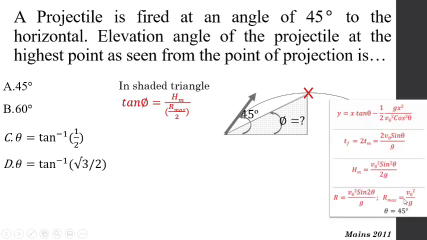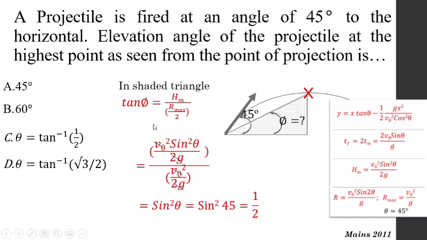Here you can see that R max is V square by G and H max is V0 square sin square theta divided by 2G. So let us use these two values in this formula. Here V0 square and V0 square will get cancelled, and this 2G and this 2G will get cancelled. This ultimately becomes sin square theta, and theta is given equal to 45 degrees. So it becomes sin square 45. Sin 45 is 1 by root 2, so sin square 45 will become 1 by 2. This is nothing but tan phi equal to 1 by 2, and phi will be equal to tan inverse of 1 by 2. So option C is correct.